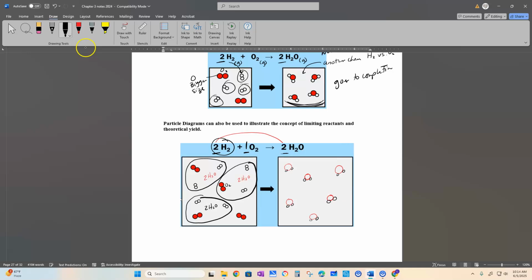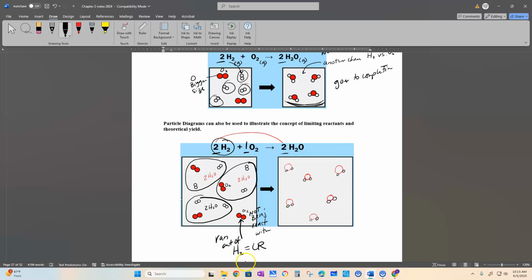But now look right here. I have an O2 that's not being reacted with. He's got nobody to react with. He's got no hydrogen. So that must mean that I ran out of hydrogen. If I ran out of hydrogen, I don't have any to react with this O2. That means my hydrogen was limiting.